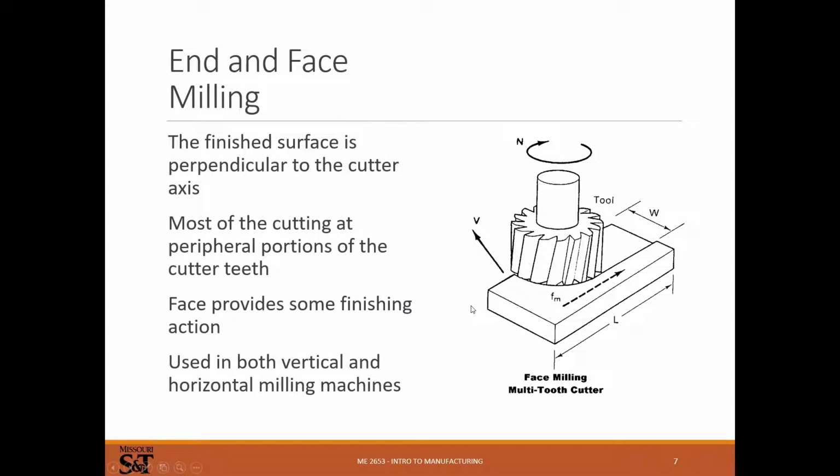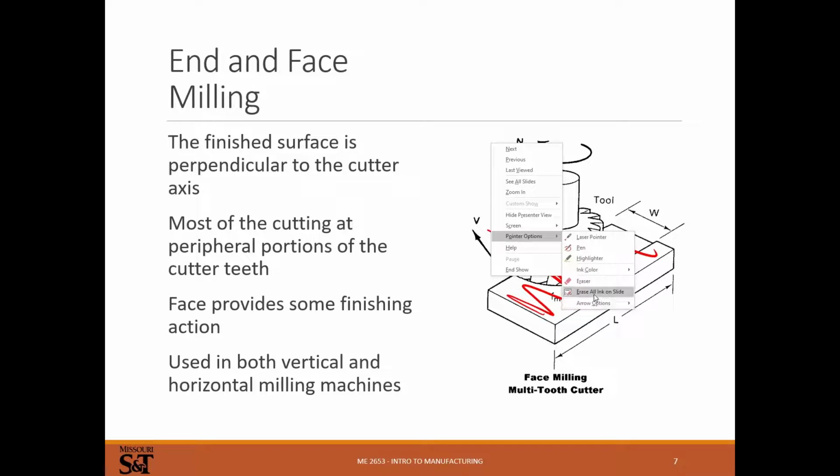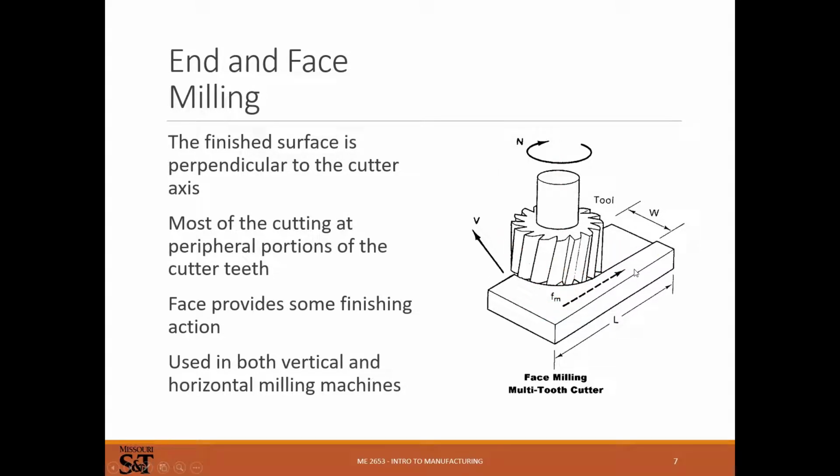End milling and face milling. This is where the surface is here, and the axis of the tool is this way as opposed to this way for end or face milling. Most of the cutting is going to be done at the peripheral edge of the tooth instead of all along the tooth here. So face mills usually have a fairly short cutting edge because of this. There's no reason to have a lot of cutting edge up here that's not doing anything. If you're just using a generic end mill for doing this, you're going to end up wearing this part of the mill, and then this part of the mill is going to be completely unworn, and you've wasted money.